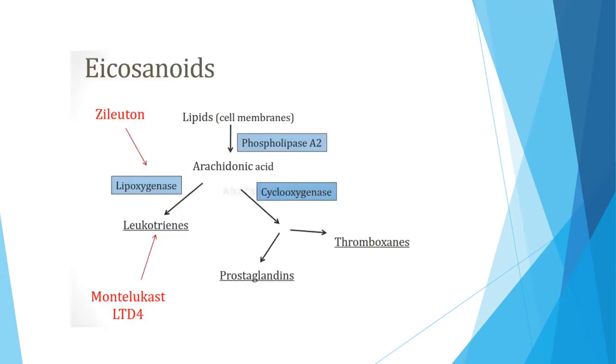So, the eicosanoids: there are lipids, okay, in the cell membrane, and these get acted upon by phospholipase A2, which forms the arachidonic acid. Now, this arachidonic acid, by the enzyme lipoxygenase, gets converted into leukotrienes, or by cyclooxygenase can go to form thromboxane and prostaglandins. Now, these are inflammatory mediators. Okay, now these are blocked by zileuton, and the leukotriene receptors are blocked by montelukast or zafirlukast.